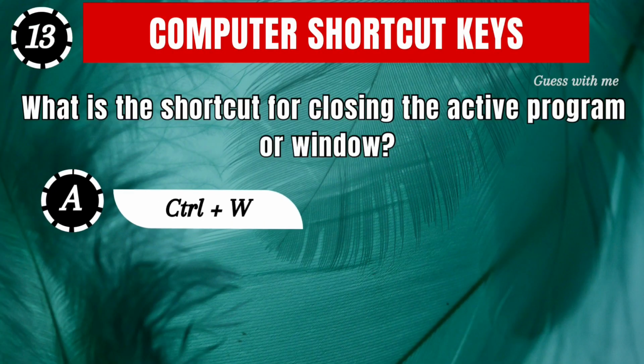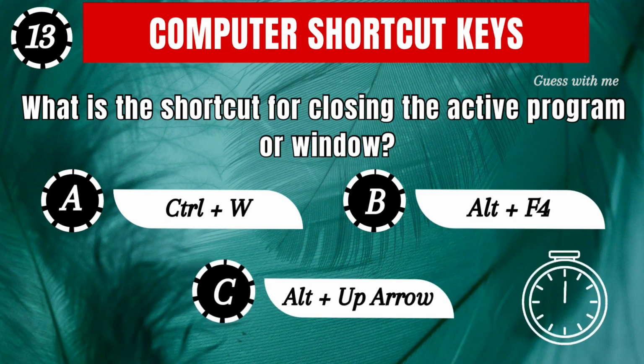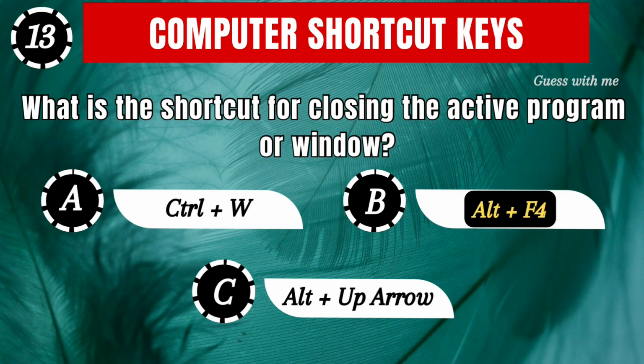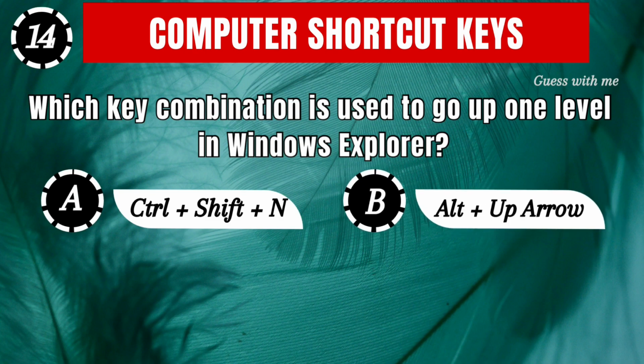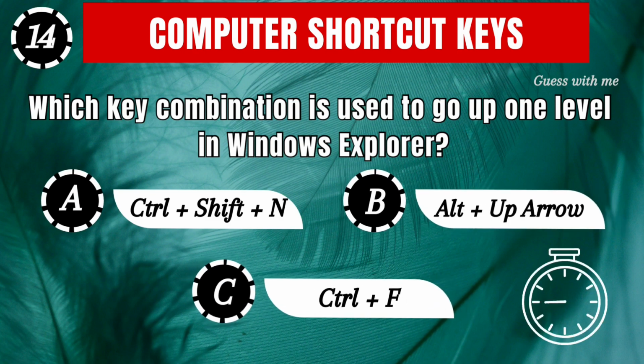Option A is right. Number 13, what is the shortcut for closing the active program or window? Option B is right. Number 14, which key combination is used to go up one level in Windows Explorer?